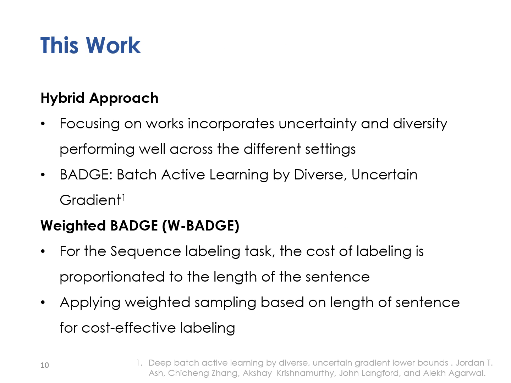So in this work, we focus on integrating diversity and uncertainty into a selected batch, which is advantageous to each other over different datasets and architectures. So we adopt a previous work, batch active learning by diverse uncertain gradient, which is called BADGE. It shows a robust improvement in image classification tasks.